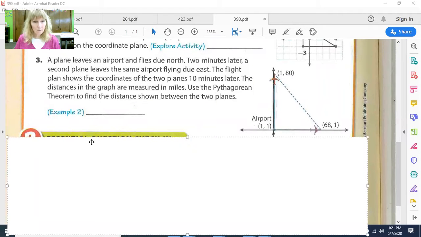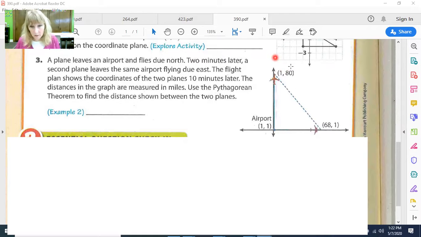Right to there. A plane leaves an airport and flies due north. So we have our plane drawn right here. He leaves the airport and flies straight north, that's due north. 2 minutes later, a second plane leaves the same airport, over here again, flying due east, straight east. Here's the other plane. The flight plan shows the coordinates of the two planes 10 minutes later. So these are the coordinates up here. The distances in the graph are measured in miles. Use the Pythagorean theorem to find the distance between the two planes.